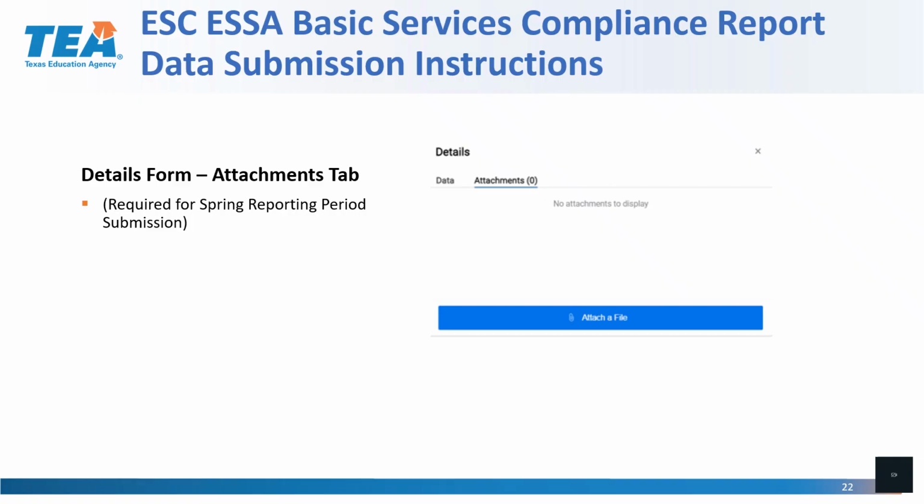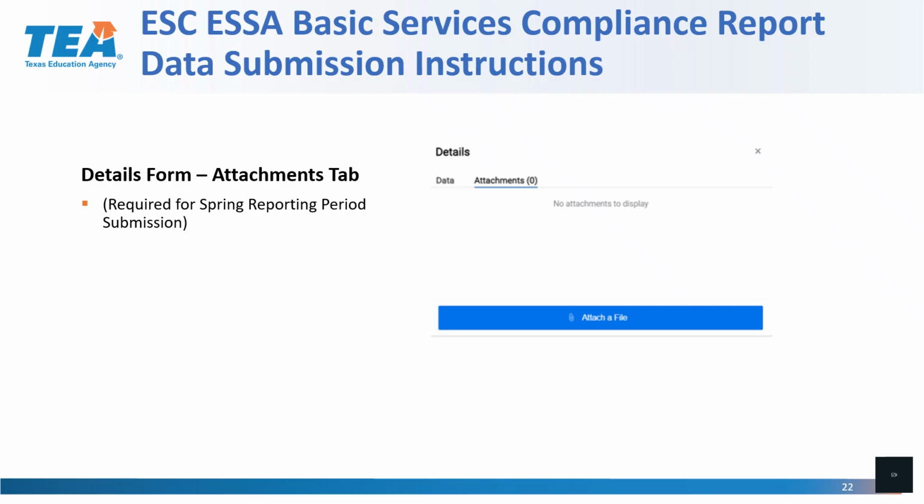ESCs will follow the same process referenced in this presentation to submit their ESC ESSA Compliance Report information for the spring reporting period. However, ESCs will need to attach a copy of the completed ESC ESSA Basic Services Compliance Report spreadsheet for both the fall and the spring reporting periods to the spring submission in the WorkApp. Make sure that you select the ribbon line for the spring submission.